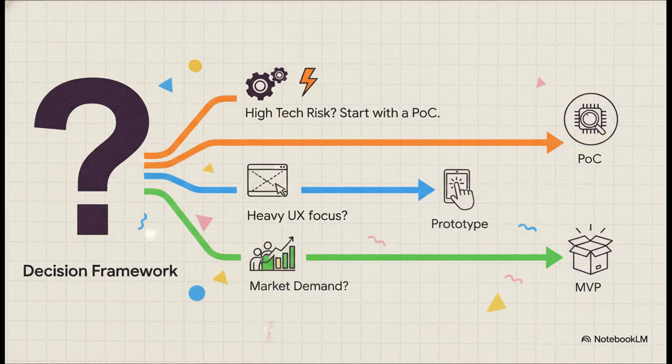If you are facing high technical risk, like, say, unproven AI models or some crazy complex database integration, you absolutely must start with a PoC. Keep the code disposable, but keep the data on record. If your product relies heavily on user experience, start with a prototype to nail that navigation. And if the tech is pretty standard, but you just need to test actual market demand, go straight to an MVP. Always match your validation tool to your biggest unknown.